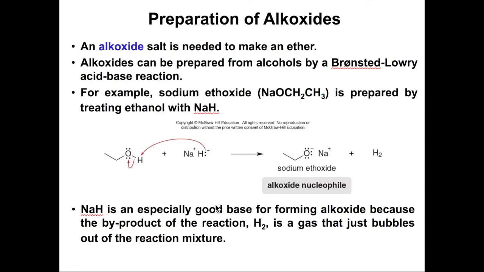Now, how do you get an alkoxide? To get an alkoxide, which is exactly what you need for ether synthesis, what we usually use is sodium hydride. It's very convenient because the hydride will get the hydrogen, and that will give us sodium ethoxide. That is exactly what we're going to need for this Williamson ether synthesis. And then the side product is going to be H2, which is a gas, and it just bubbles through the reaction mixture.